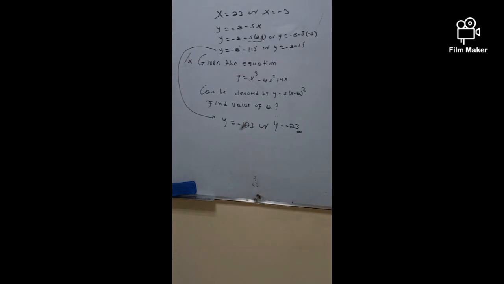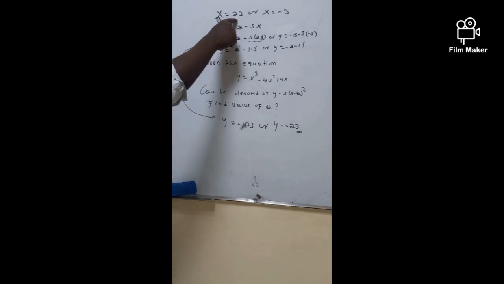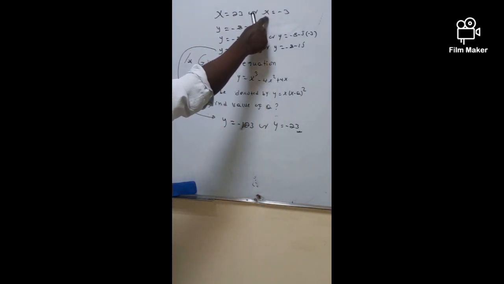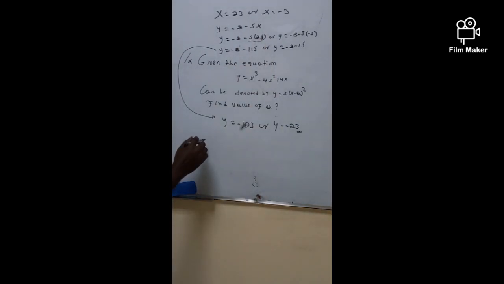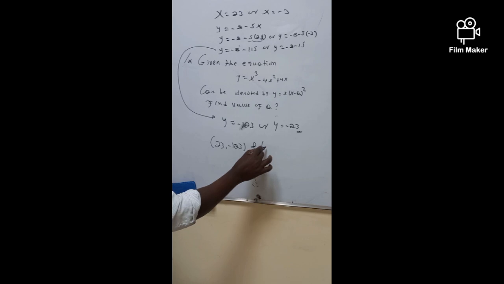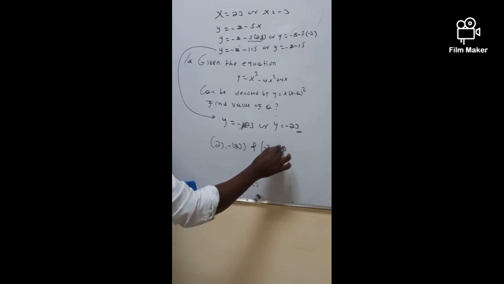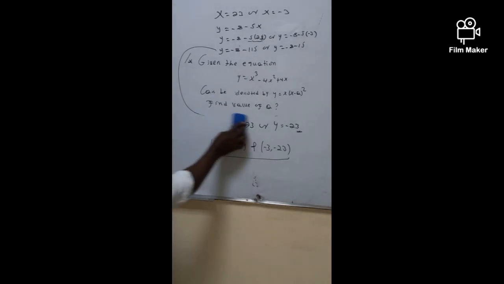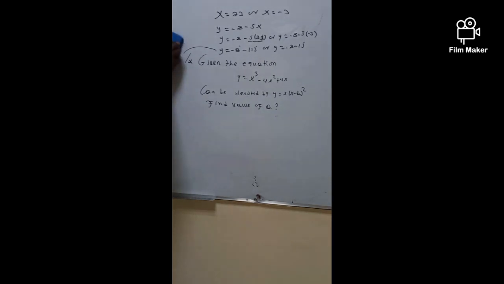That means the solution of this problem is, when the value for x is this one, the value for y will be this one, and when the value for x is minus 3, the value for y will be this one. So our solution can be written as 23 to minus 123, and minus 3 to minus 23. So this is the solution of this problem, and this is the way we determine the solution of the second problem.